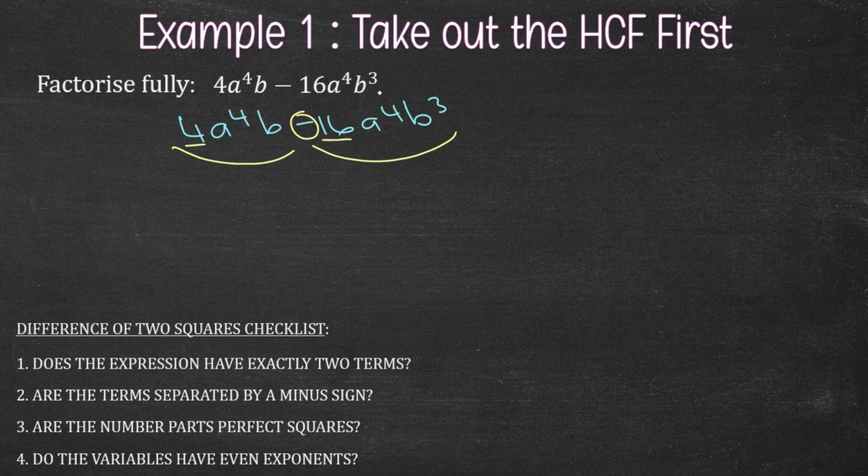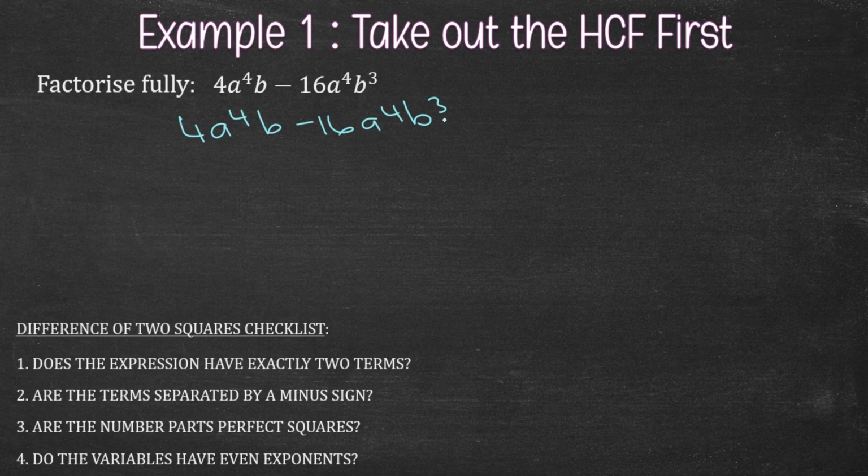However, the exponents of b are odd. This b has an exponent of 1, and this b has an exponent of 3. This means that the two complete terms are not perfect squares, so we cannot use the difference of two squares method yet. Instead, we must go back to our first step and check for that HCF.